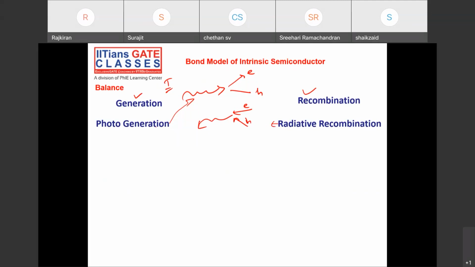So whenever there is photogeneration, there is radiative recombination at some other place, and they are balanced. Is it clear? Light falls and generates an electron-hole pair. When the electron and hole recombine, they give out light. Clear? Yes. Okay.